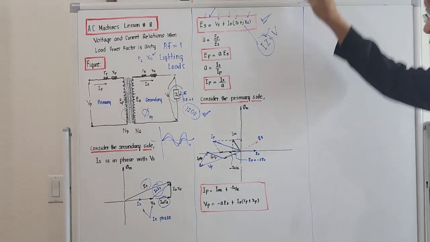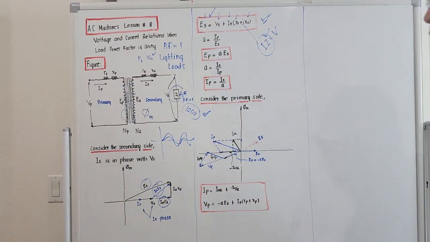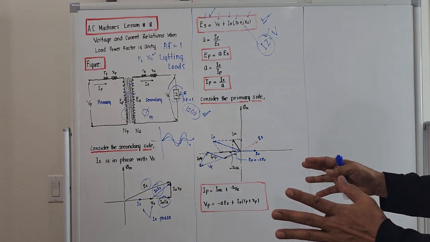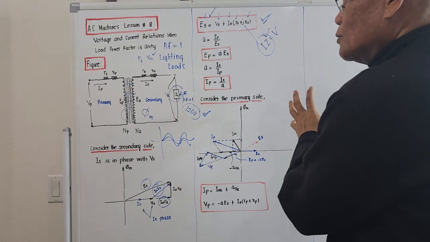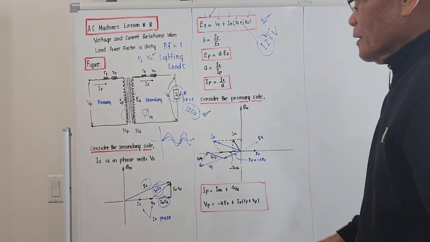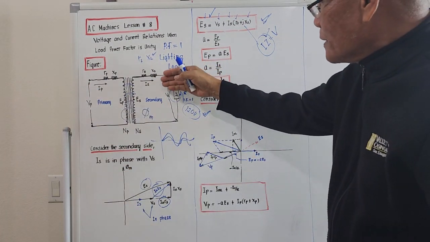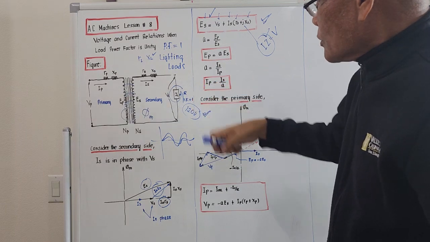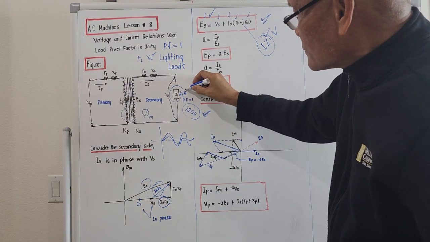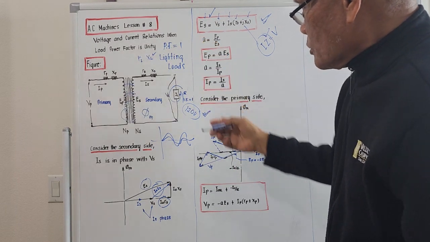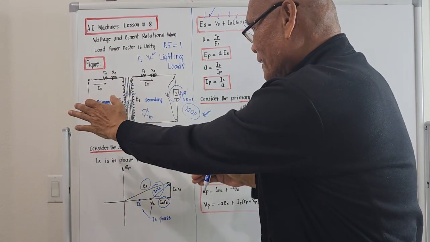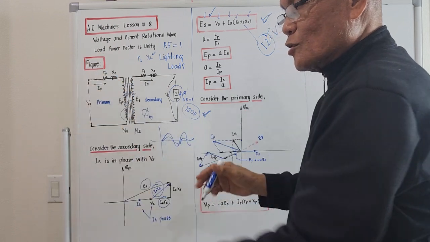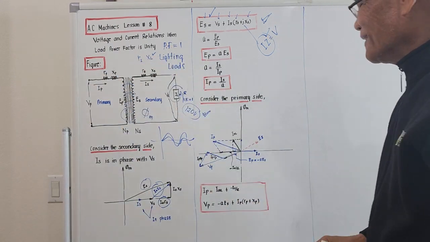Okay, that's it. Now how could we determine the current and voltage relations if we go back to the primary? We have computed already the current, considering a load that is a pure resistance with the unity power factor. So if we refer these voltages and currents to the primary, we will be using the so-called transformation ratio, right?